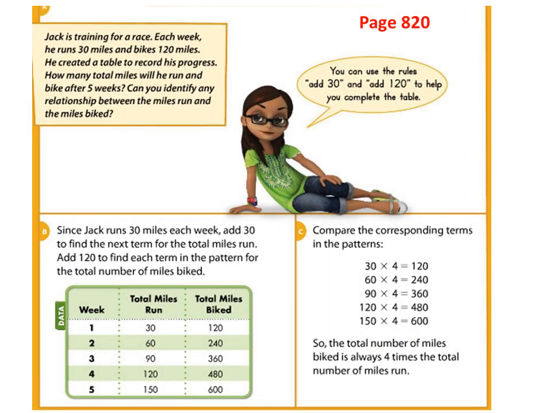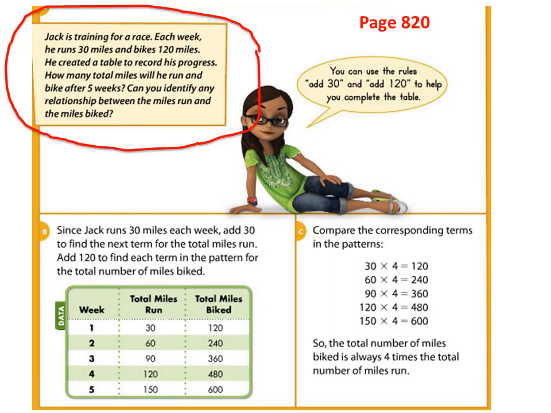Page 820. This example. Jack is training for a race. Each week he runs 30 miles and bikes 120 miles. He created a table to record his progress. How many total miles will he run and bike after 5 weeks? Can you identify any relationship between the miles run and the miles biked?